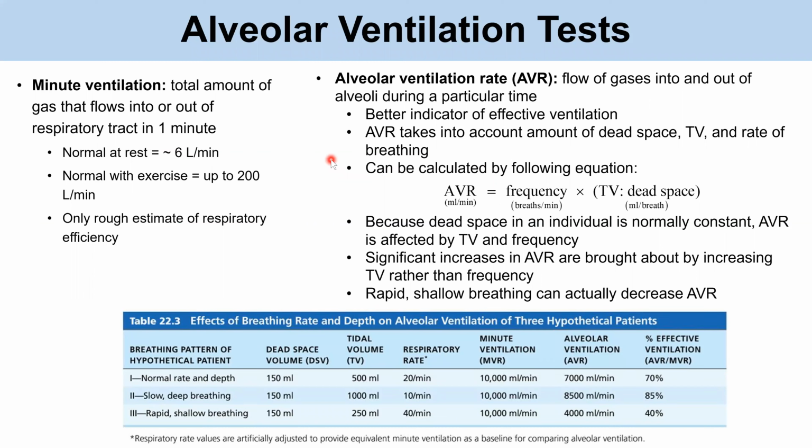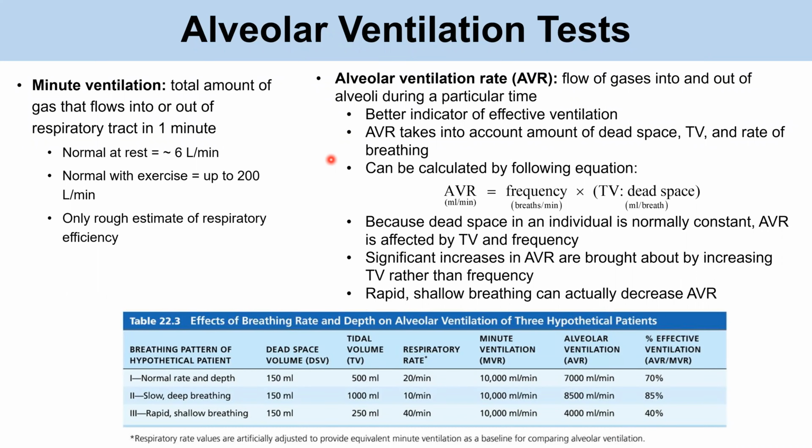So the other thing that you can look at and gain information from in terms of testing is the minute ventilation or alveolar ventilation rate. Minute ventilation describes the total amount of gas that's flowing into or out of the respiratory tract in 1 minute. And so for a healthy person, this is about six liters every minute. It's also important to keep in mind that with exercise, this value can actually increase up to 200 liters a minute. So a majorly significant increase.